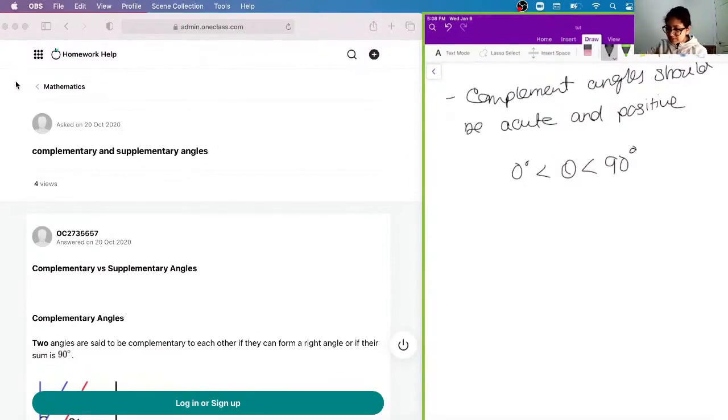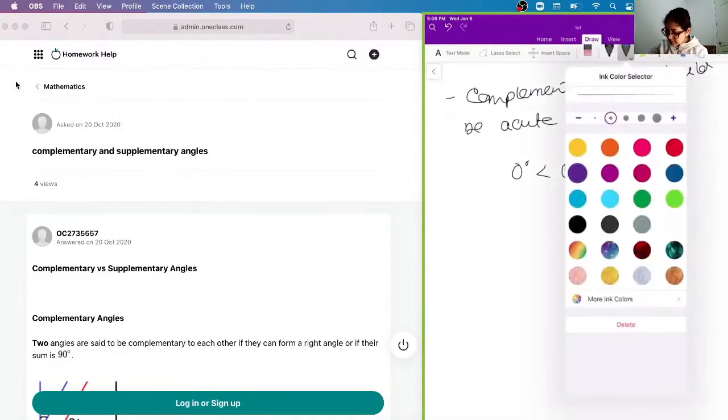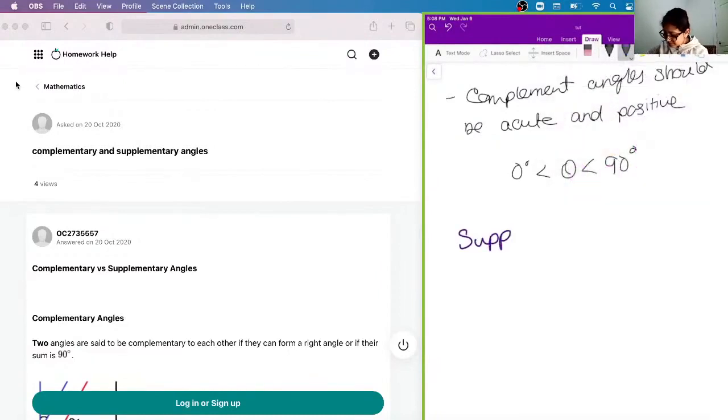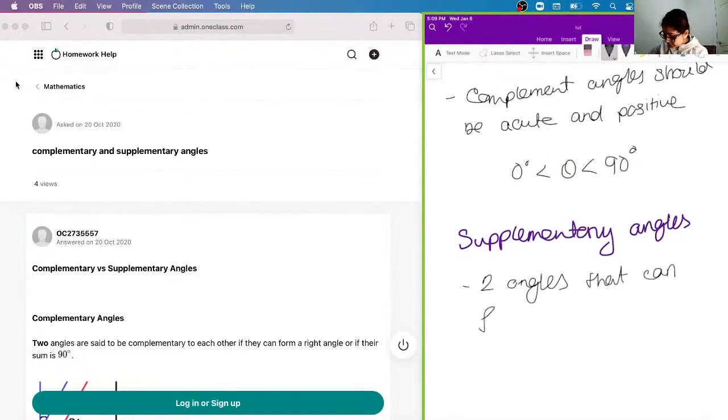Now let's talk about supplementary angles. Supplementary angles are two angles that can form a straight angle, which is also known as a 180-degree angle.